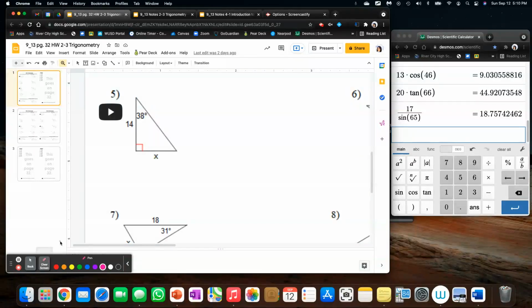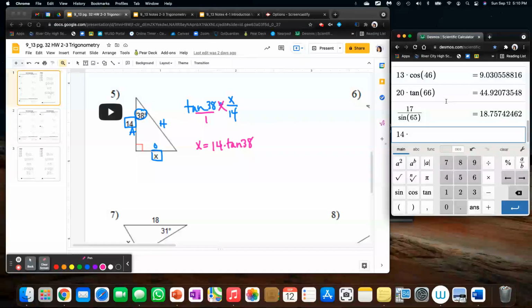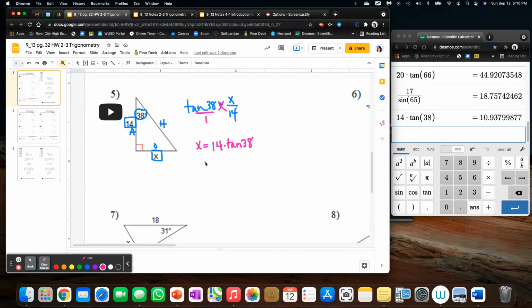All right, now let's take a look at number 5. So number 5, circle my reference angle, label my sides. This is my hypotenuse, opposite, adjacent. Solving for opposite, given adjacent, OA tells me tan. So tan reference angle equals opposite over adjacent, x over 14. X is on top, multiplication should be the last step, so x times 1 is x. 14 times tan 38. Get 10.94.